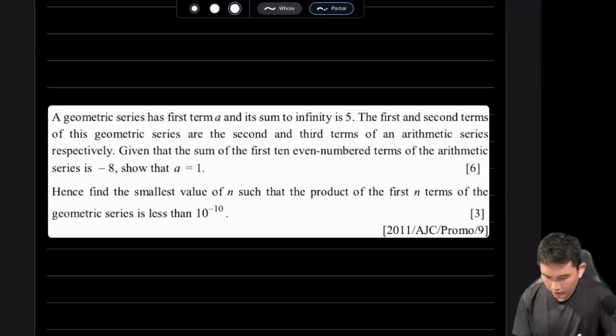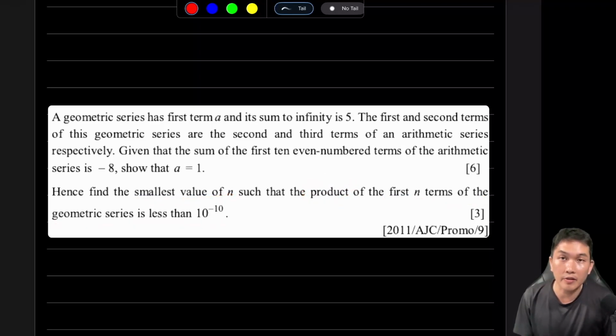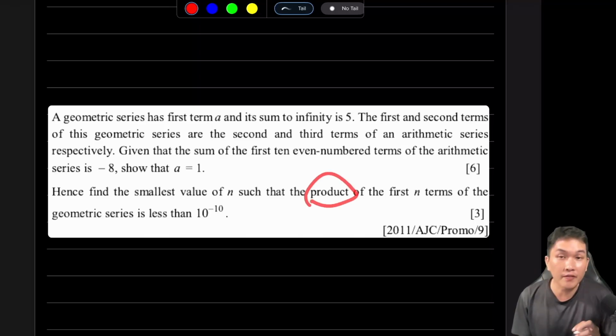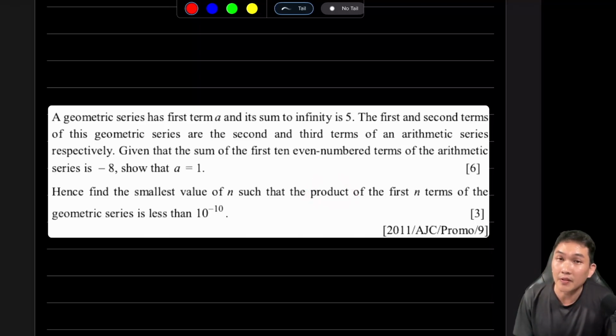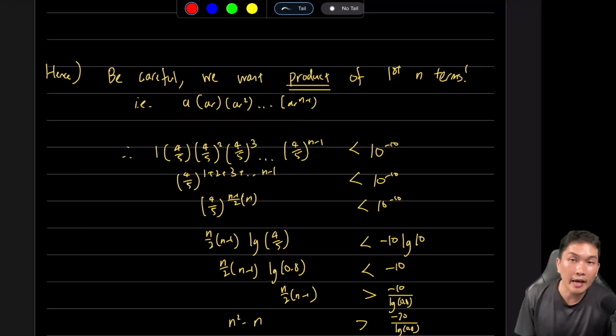Alright, so let's look at part 2. Hence, find the smallest value of n such that the product of the first n terms of the GP is less than 10 to the power negative 10. Okay, so we have to be careful. It's the product of the first n terms, not the sum of the first n terms. Meaning I want A times AR times AR squared up to AR to the n minus 1. Quite different from what we do usually.